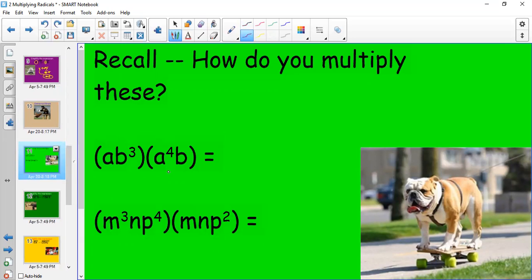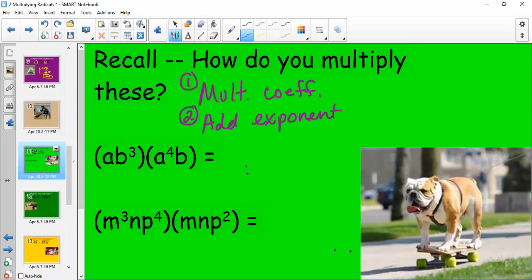In these cases, we have monomials here. The rule is that we multiply coefficients, so the numbers out front. So that's step one. And the second step is that we have to add our exponents. These don't have any coefficients, so we just have to add our exponents. So this would be a to the, there's a ninja one there, a to the 5th. And then we had 3 b's, and there's another ninja one there, we would have b to the 4th.